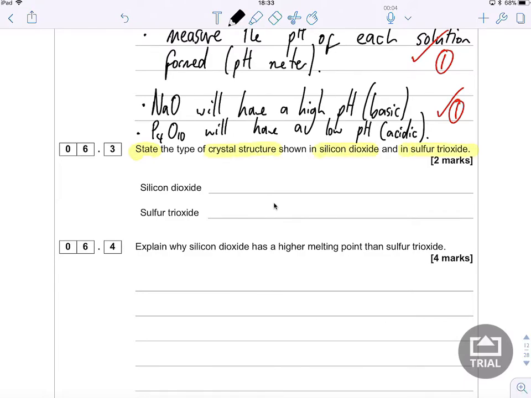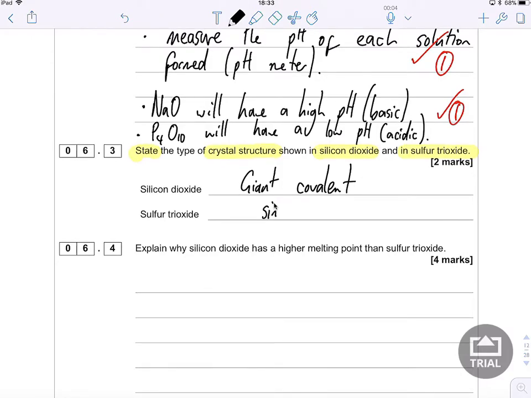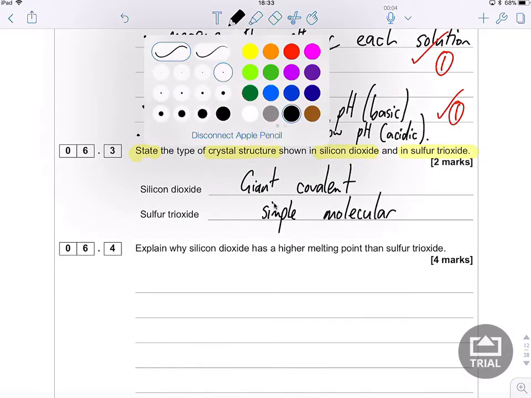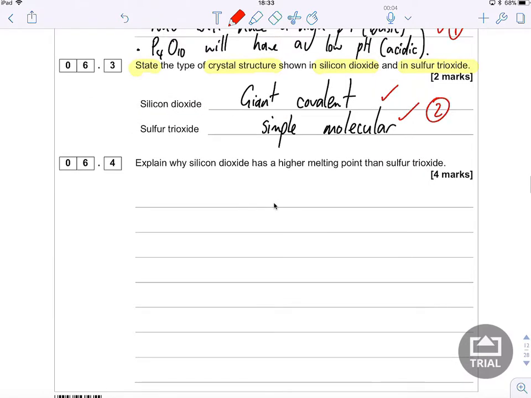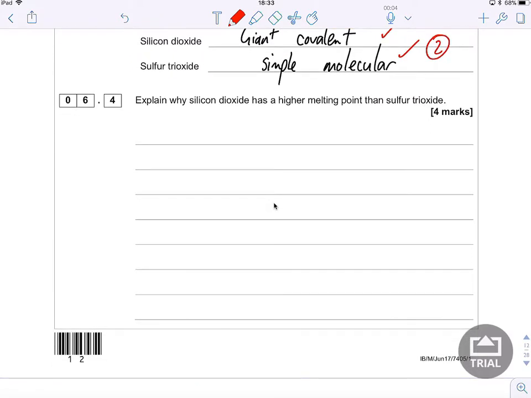Okay, next question, state the type of crystal structure shown in silicon dioxide and sulfur trioxide. So silicon dioxide, giant covalent. Sulfur trioxide is a simple molecule or simple molecular. Easy 2 marks, if you've done your revision. Explain why silicon dioxide has a higher melting point than sulfur trioxide.